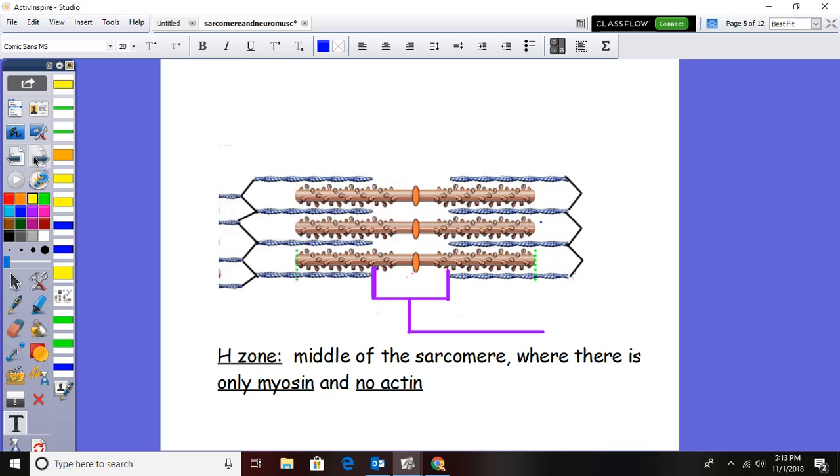Let's go on to the next slide. Your H zone is in the middle of the sarcomere, and it's where you have only myosin and no actin. If you think back to the A band, it went from about here to about there, but in some of that place there was actin. What makes the H zone different is that it's in this region in the middle where there is only myosin and no actin. So we write H zone in that blank.